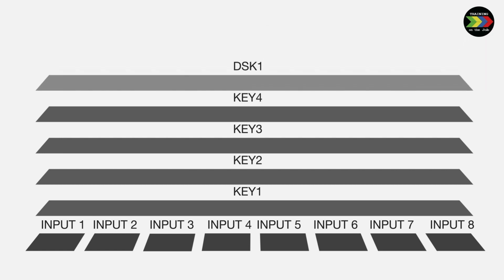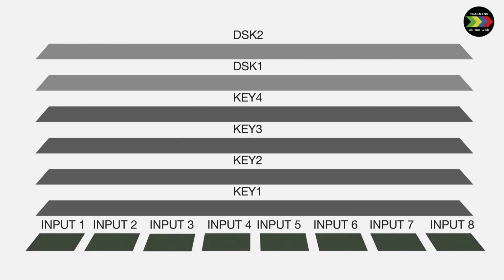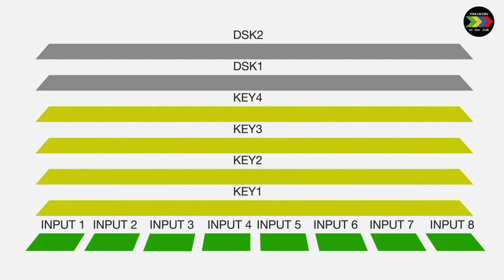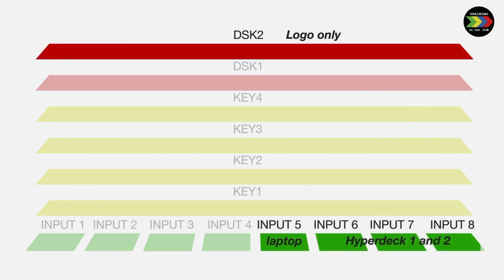Here we have the downstream key 1, and on top of that, downstream key 2. So the same as with upstream keys, downstream key 2 is on top of the layers below. As mentioned before, the downstream keys cannot be programmed for preview, which means you'll need to be sure what your audience is going to see before you push it on air. In most cases, the logo is assigned to downstream key 2 because that's always on air. Well, most of the time.